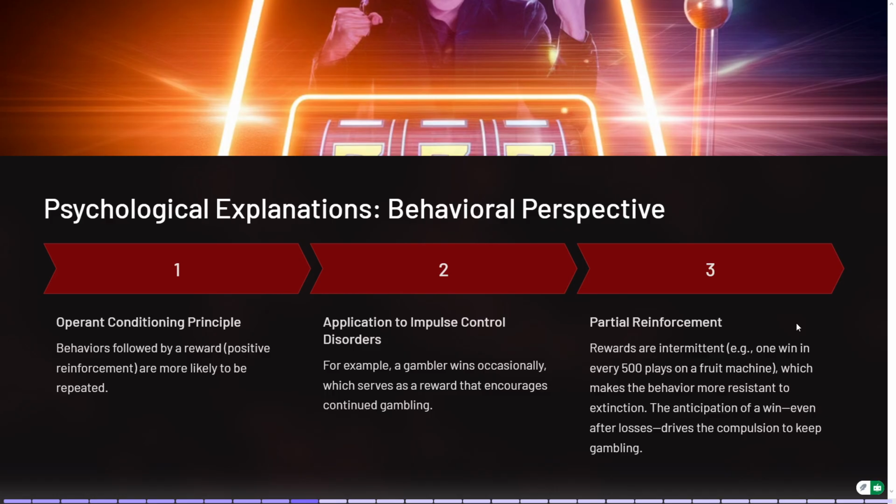Let me say the zeal, the obsession that comes with the unknown can be very, very addictive. Things that are not certain, you can be very obsessed around them because you want to know, you want to see if this will be your winning game. All right, so that is partial reinforcement.